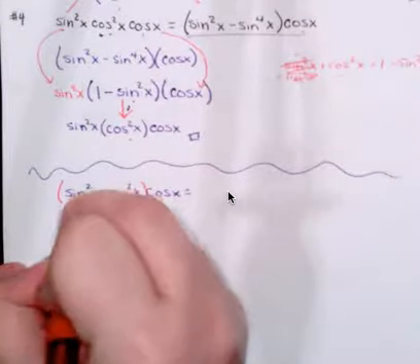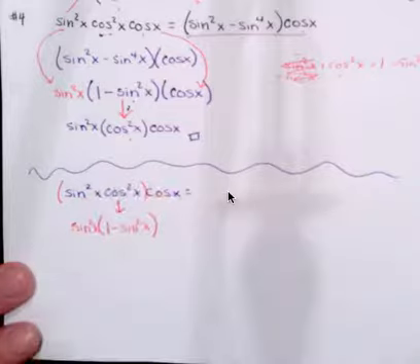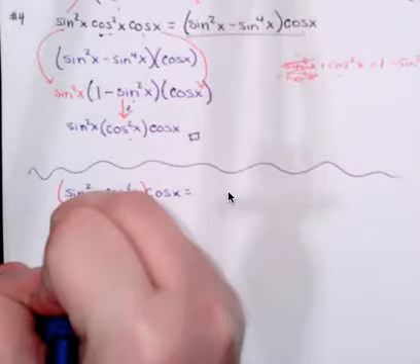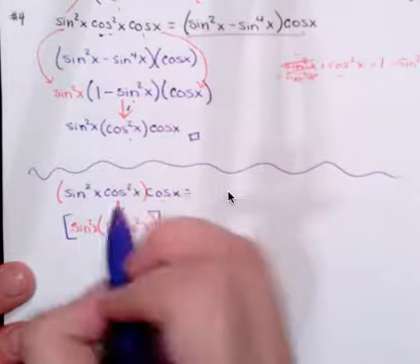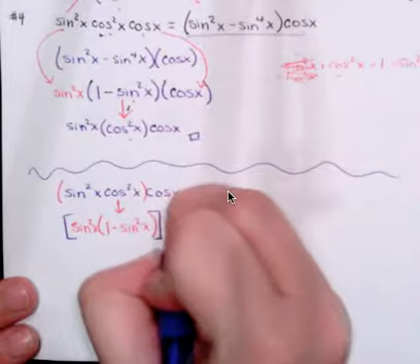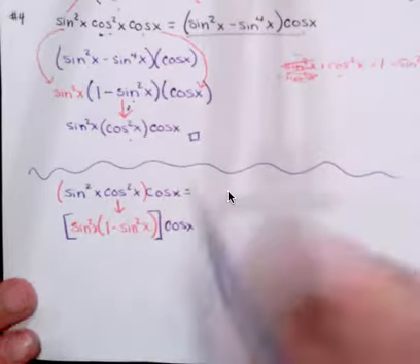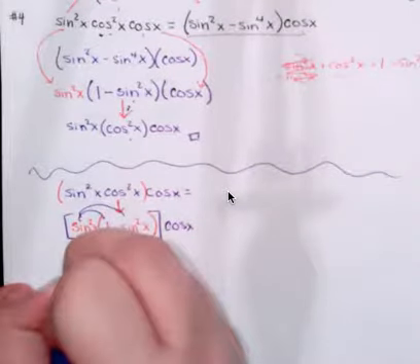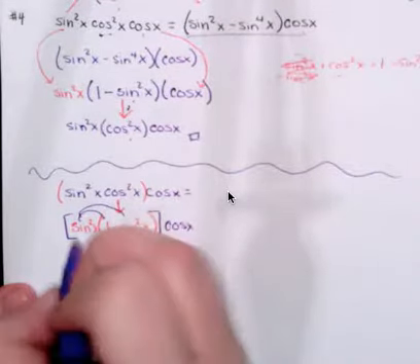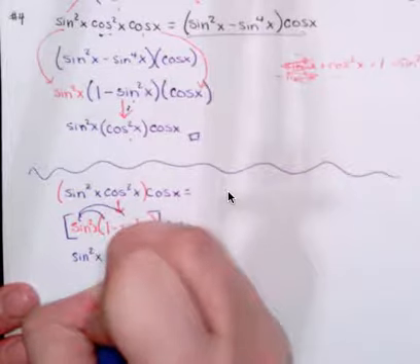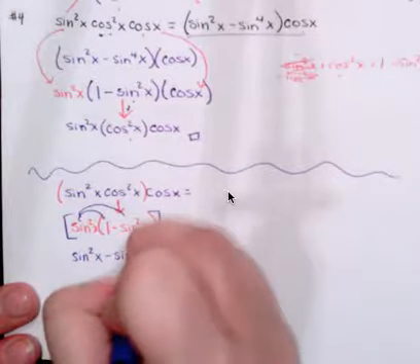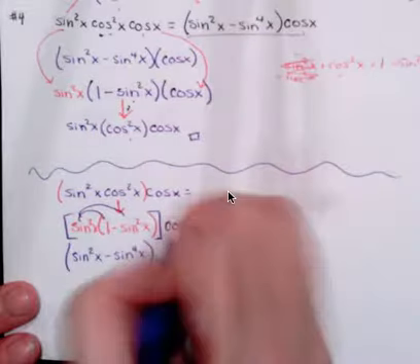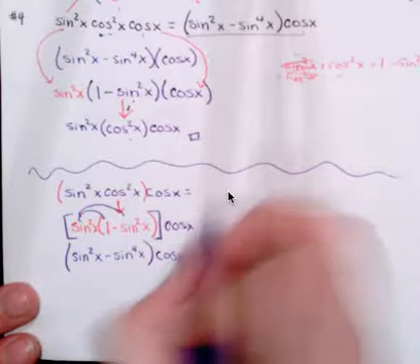But then I still have to times that by sine squared of x. So all I did was rewrite cosine squared to get it in terms of sine. And then I have cosine of x here. Then I'd have to distribute this. That's the only thing I have left. So then I get sine squared x. Sine squared times negative sine squared is negative sine to the 4th x. And then times cosine of x. Hey, that's where I wanted it.